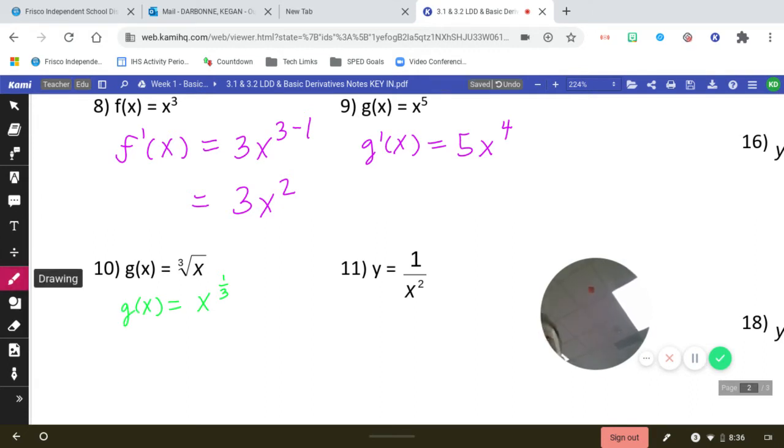Now, when I move that power down, so this becomes g prime of x is equal to 1/3 x. So I still move the 1/3 down, okay? But now it's 1/3 minus 1.